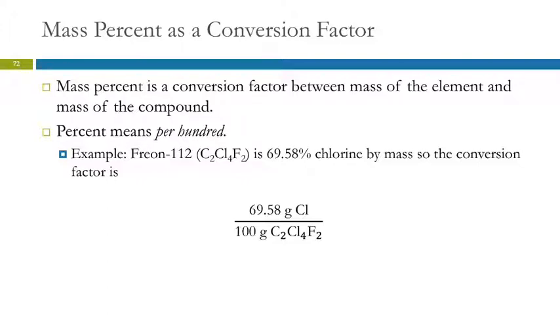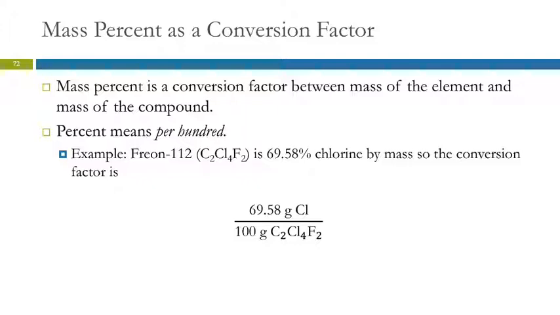In my son's kindergarten class, 75% are boys. That means if you had 100 children, 75 would be boys, right? 75 per 100 children. There weren't 100 children, but that's the percentage. So we can take a percent by mass and turn it into a conversion factor very easily.